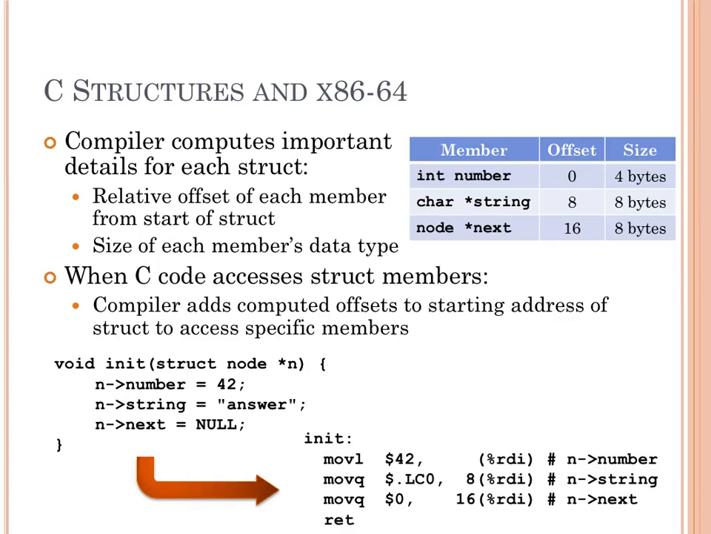How cool is that? So we want to store 42 into n arrow number. We just say, store the value. It's a 32-bit value, so movl, and store it where RDI points. That was easy enough. Then we want to store answer, which remember is a string constant, so it'll be somewhere else in our program. We'll have a pointer to it. So we do movq .LC0 into, starting at 8 from RDI, we'll just store 8 bytes there. And then the same thing with n arrow next is null. Well, that's just 0, so we'll store 0 in the next 8 bytes that start at offset 16. Everybody got it? So easy, right? Now our powers are growing. We can do all this cool stuff.